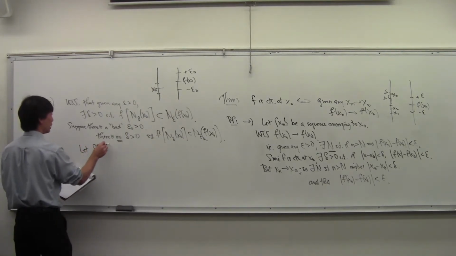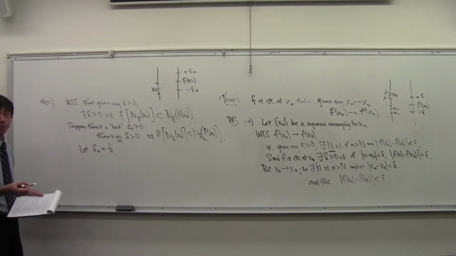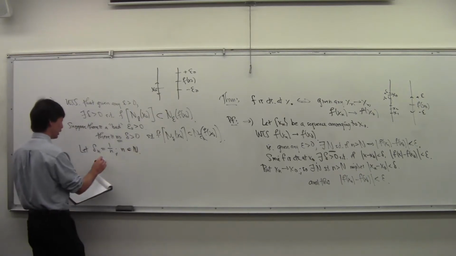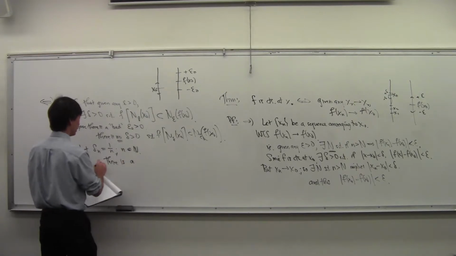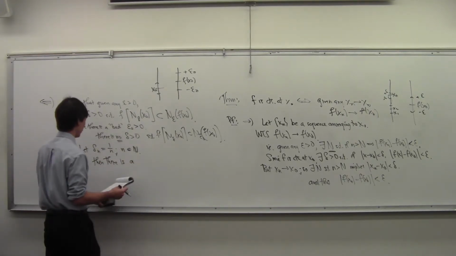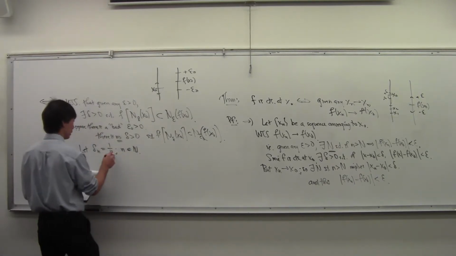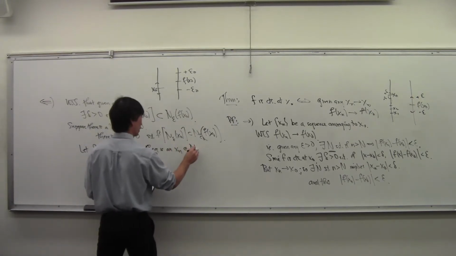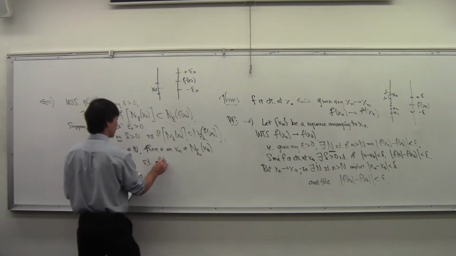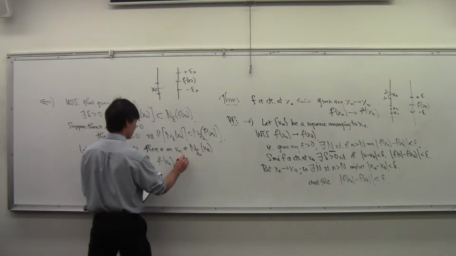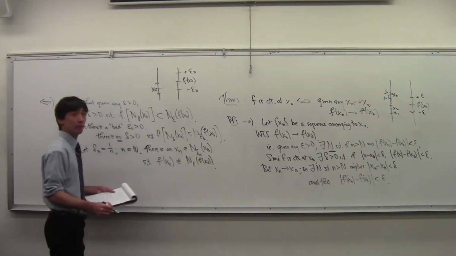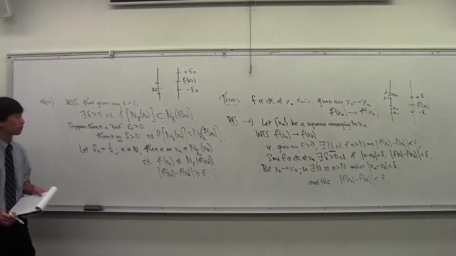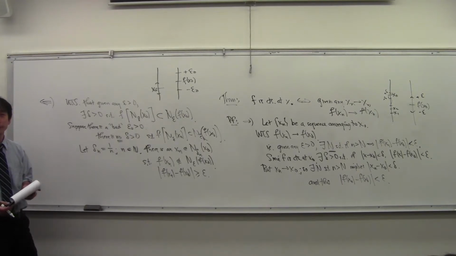So let delta n be 1 over n. We're going to take a sequence of deltas. They all fail, right? Then there is an xn in the delta neighborhood of x naught, such that f of xn is not in the epsilon neighborhood. In other words, the distance of f of xn minus f of x naught exceeds epsilon.